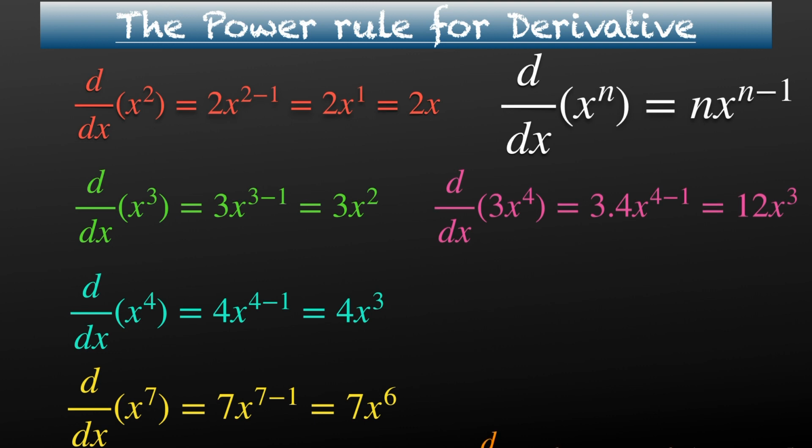Let us try another one. What is the derivative of 2x raised to power 6? Similarly, write 2 as it is and find the derivative of x raised to power 6. You will get the answer 12x raised to power 5.